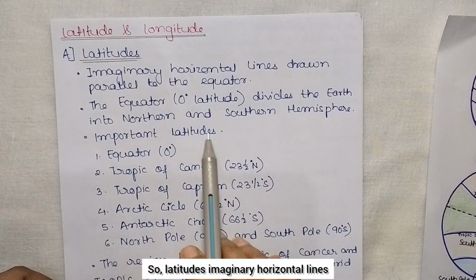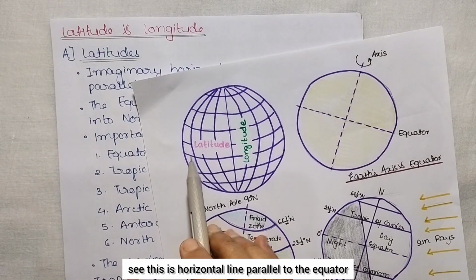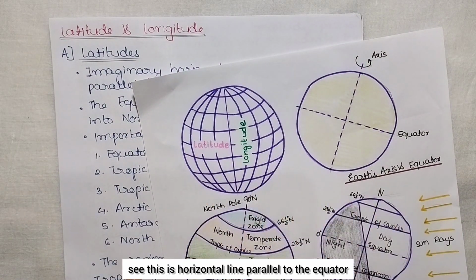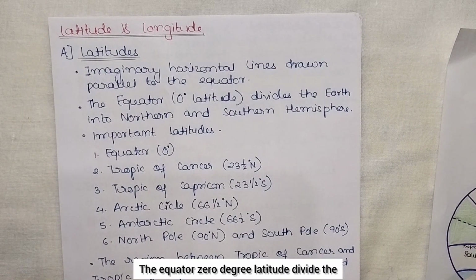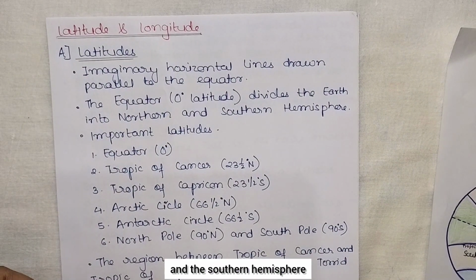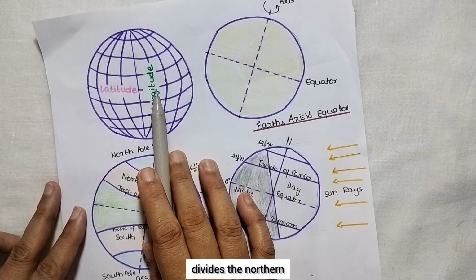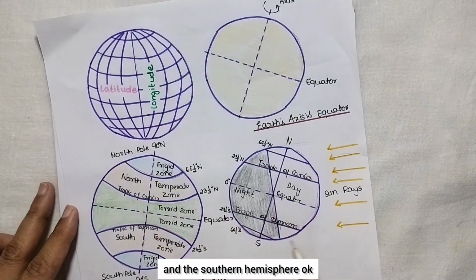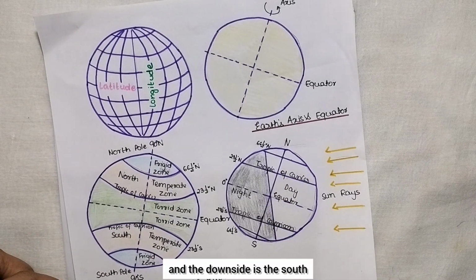So latitudes are imaginary horizontal lines drawn parallel to the equator. See, this is a horizontal line parallel to the equator. The equator, 0° latitude, divides the earth into northern and southern hemispheres. So see here, this is the equator, here it divides the northern and the southern hemisphere. Okay, so upside is the north and the downside is the south.